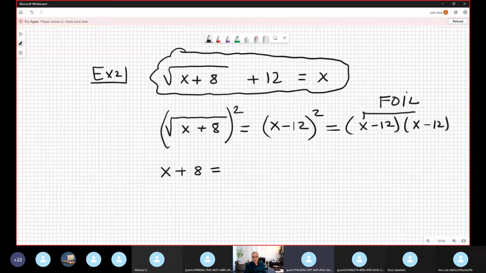X times x is x squared. X times minus 12 is minus 12x. Minus 12 times x is minus 12x again. And minus 12 times minus 12 is plus 144.